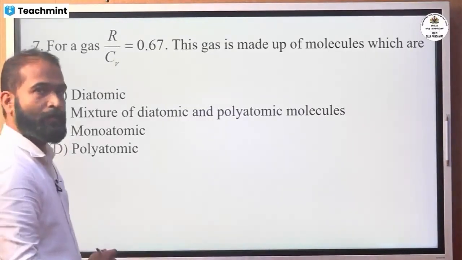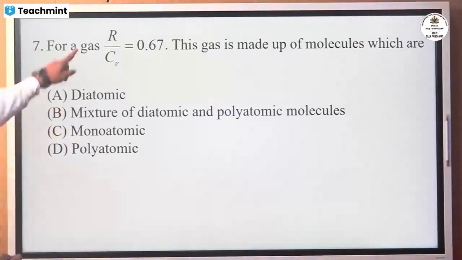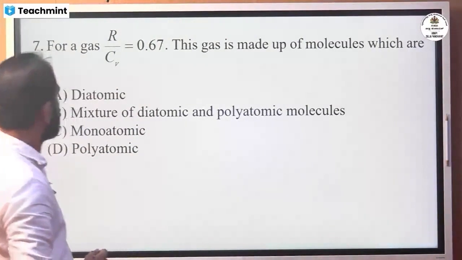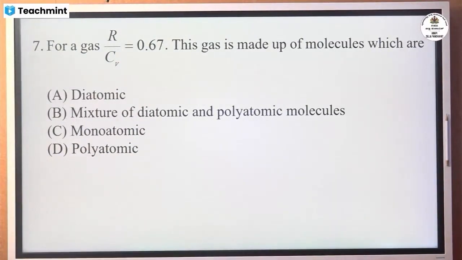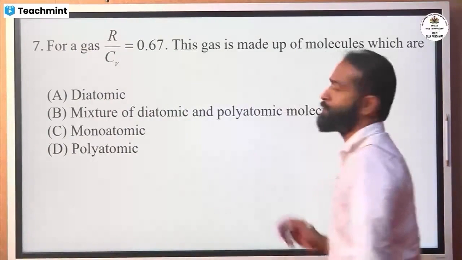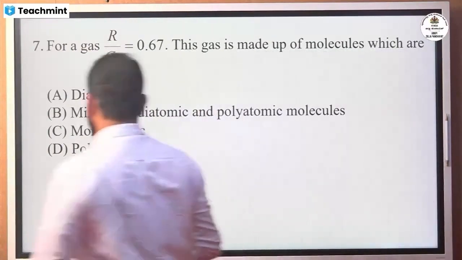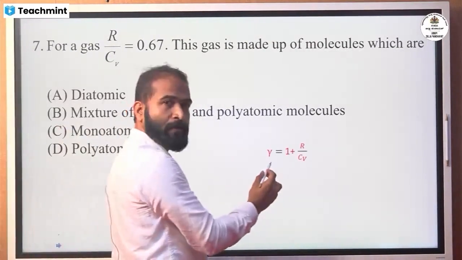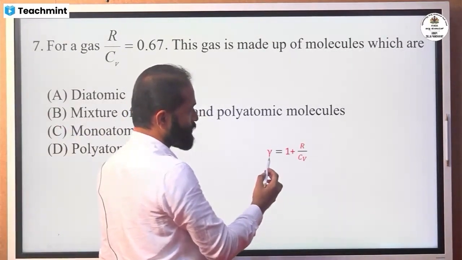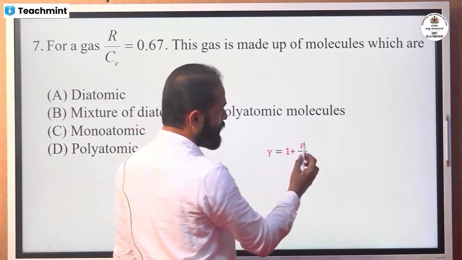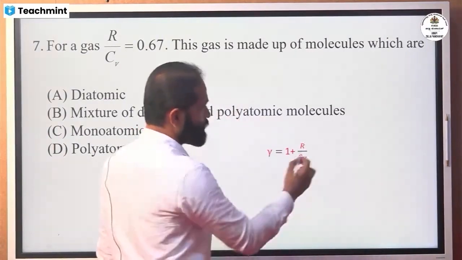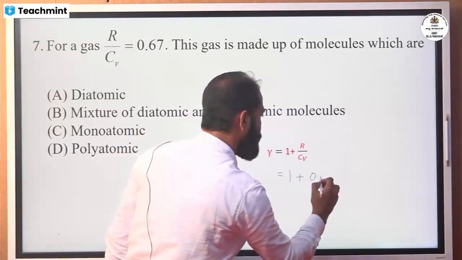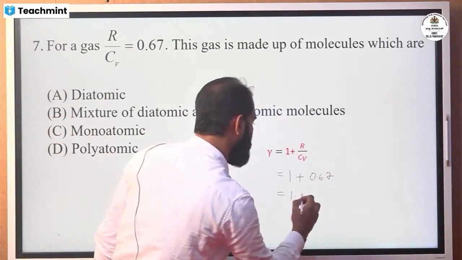Okay, now let's solve question number 7. So for a gas, R by Cv value is given as 0.67. And this gas is made up of molecules, you have to identify which type of molecules are present in this gas. So R by Cv value is given. So we have some relation. We can write gamma, that is the ratio of specific heats, gamma is nothing but Cp by Cv. So gamma can be written as 1 plus R by Cv. So R by Cv value is already present here. So if I substitute 1 plus 0.67, it becomes 1.67.